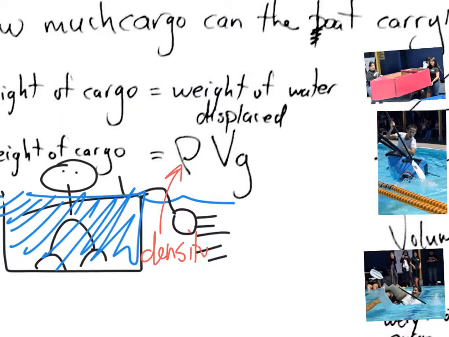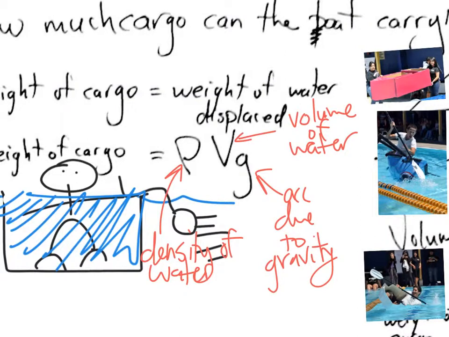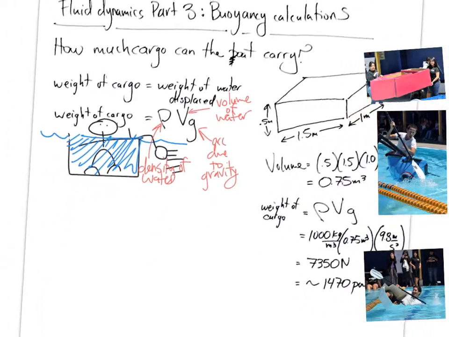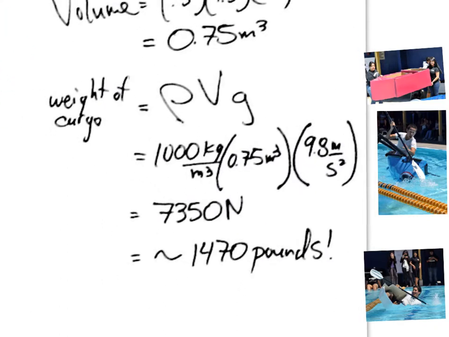So this is the density of water. You're thinking, what is the density of water? Remember, it's 1,000 kilograms per meter cubed. Heavy stuff. Then the volume of water displaced, and acceleration due to gravity, 9.8. I suppose you could build a pool on the moon and do this, and you'd get different values. So what are we doing? Weight of cargo equals rho V g.